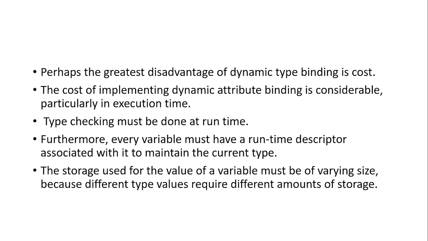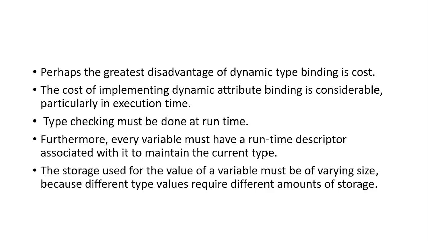Perhaps the greatest disadvantage of dynamic type binding is cost. The cost of implementing dynamic attribute binding is considerable, particularly in execution time. Type checking must be done at runtime. Furthermore, every variable must have a runtime descriptor associated with it to maintain the current type. The storage used for the value of a variable must be of varying size, because different type values require different amounts of storage.